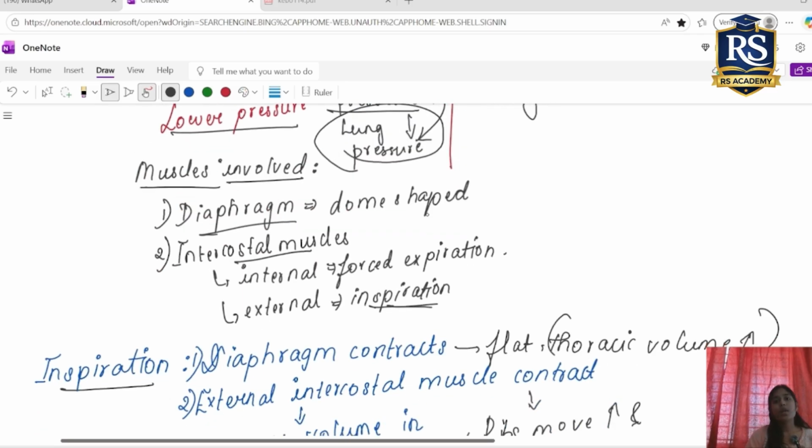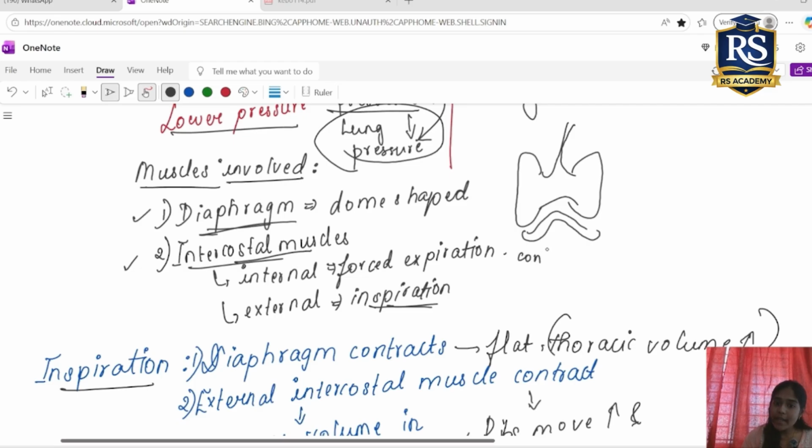Now, what are the muscles that are involved in the respiration process? Two main muscles are involved: one is the diaphragm, another one is the intercostal muscles. So what is the diaphragm? We have seen the lungs, and below them there is a dome-shaped muscle. It will contract and relax during the entire respiration process. Okay, and then comes the intercostal muscle. There are two types of intercostal muscle. What are those? Internal and external. Internal helps in forced expiration and external helps in inspiration.